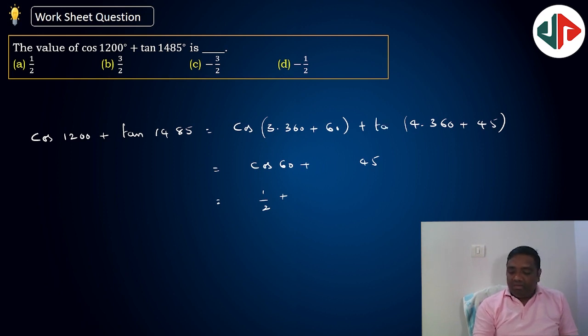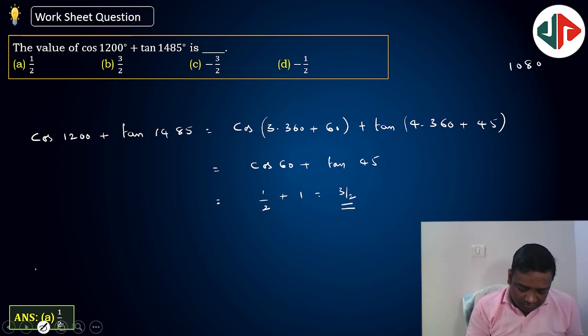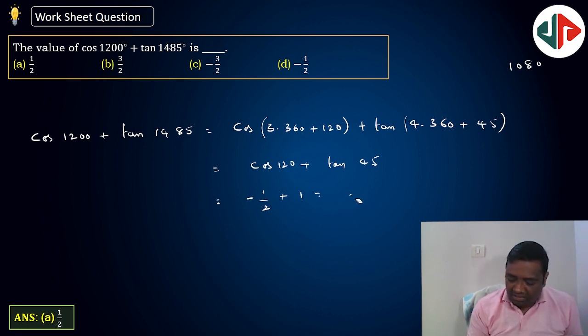This is tan value. Tan 45 means what is the value? 1. So your answer is okay. This is 120 degrees, the value will exist. Cos 120 means minus, so your answer will be minus 1 by 2.